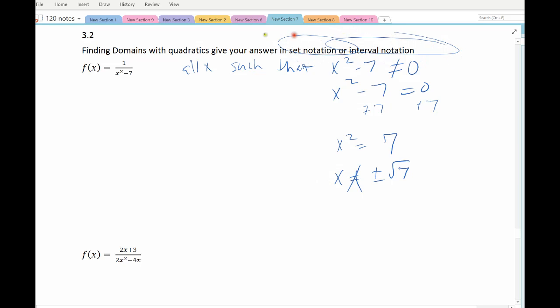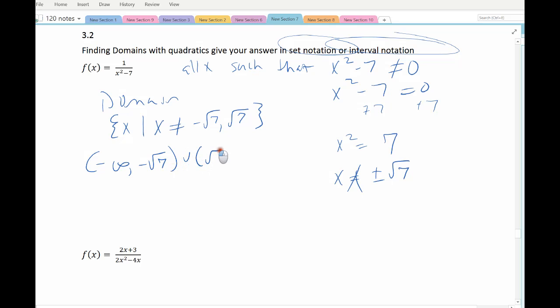And so interval notation and set notation. The domain, using set notation, is every x such that x does not equal negative square root of 7 or positive square root of 7. The interval notation would be everything from negative infinity up to the negative root 7, or anything between the roots, or anything after the positive root. All values work except for those two roots, and we'll leave it exactly. It's exactly where there's a break in the function.